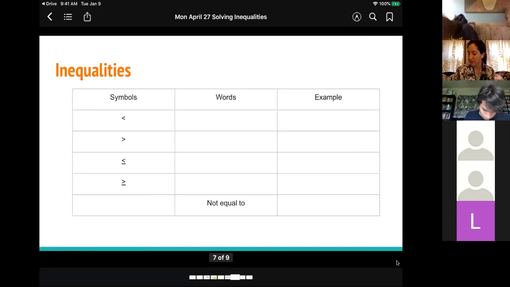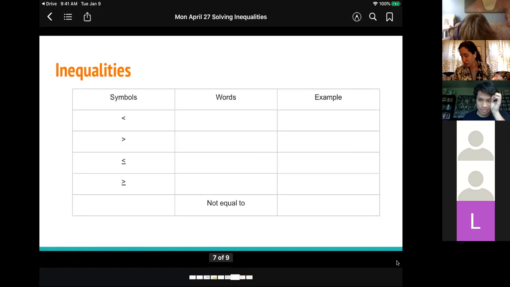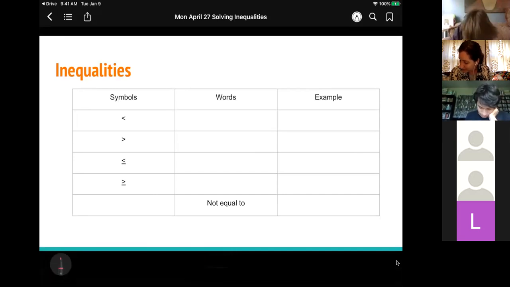So this first inequality symbol is the one next to the M key on your keyboard. Can somebody tell me how you say that symbol? Is that less than or greater than? The first one. Greater than. Try again. Less than. You are correct. All right. So this first symbol is less than.